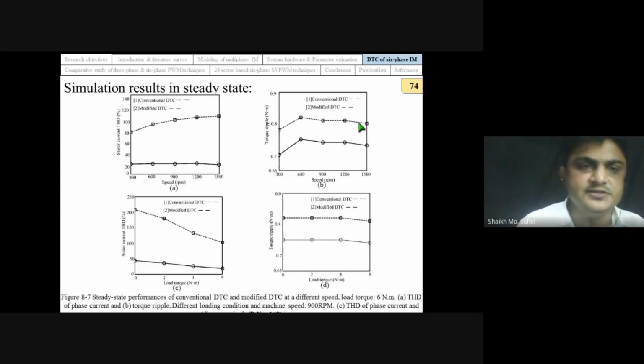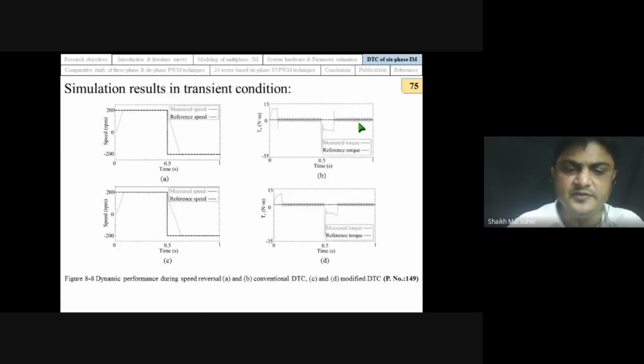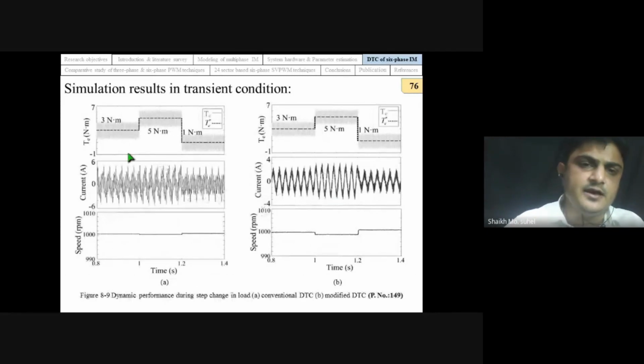What we can conclude here is that modified DTC reduces the stator current THD very effectively in comparison with conventional DTC. We have also observed the simulation result at different transient conditions, where we have changed the command of speed, and we observe that the reference and measured torques are effectively tracked. These are another dynamic result that we obtained at different loading conditions. We can also observe that our motor ultimately attains the steady state speed even at this type of transient loading condition.